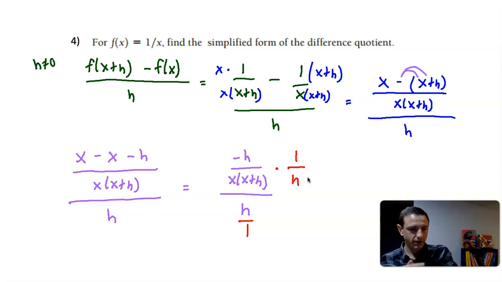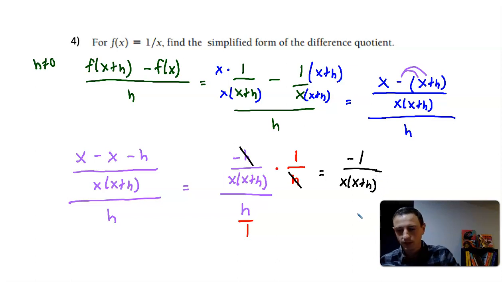And look at this. The h's, gone, cancel out. So all we're left with then is negative 1 over x times x plus h. That would be the simplified form of the difference quotient.